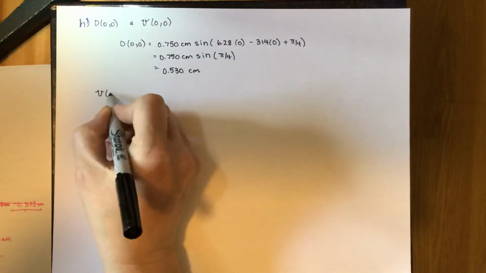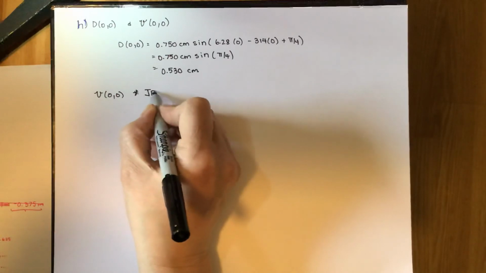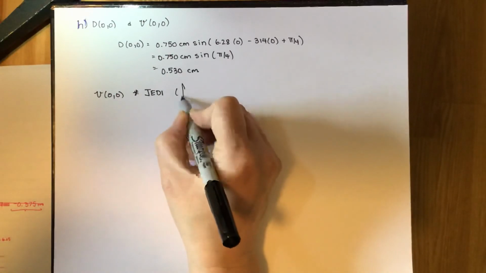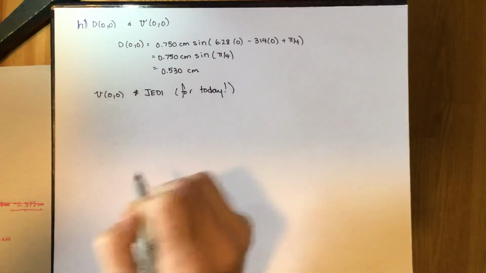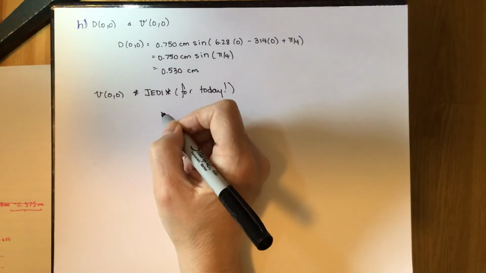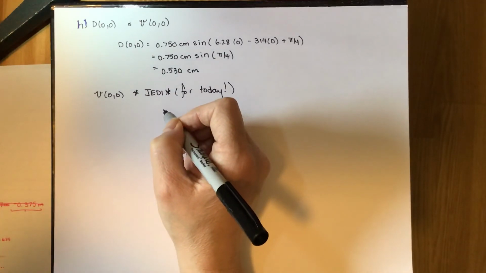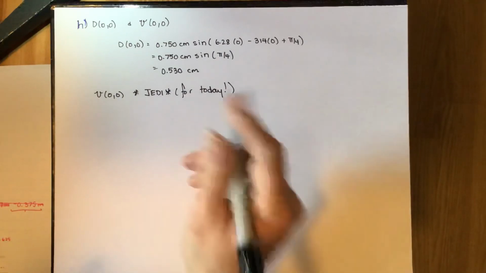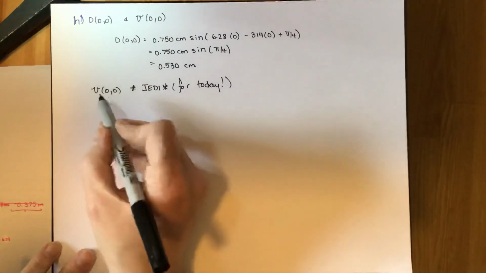Okay, v of 0 and 0, I'm going to label this a Jedi problem for today. If you're not really sure about it, and if your math skills are not real strong, you might want to skip this for right now and do it after the next class. But I kind of like putting it in here just to give you an idea of what's to come.